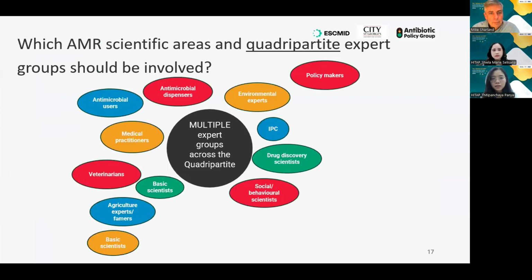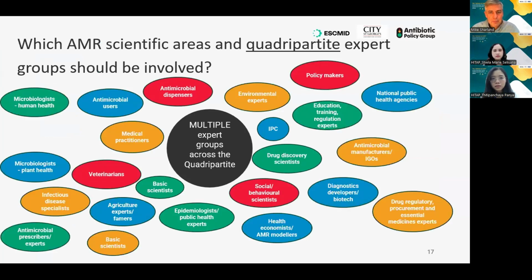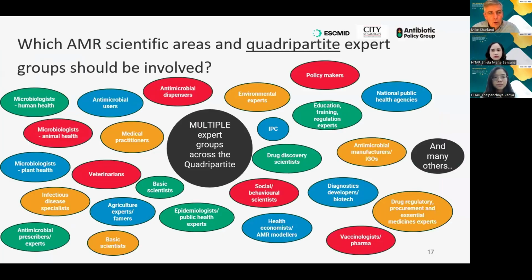And also, who's going to be involved within this? There are a lot of people working in AMR. This is by no means an absolute list, but you start to just look around at all the people who may wish to become involved across the quadripartite expert areas. And there are so many different groups, from basic scientists, drug discovery scientists, social behavioral scientists. I'm not going to list them all, but this is by no means a comprehensive list. How to integrate all of these different groups, how to provide some sort of representation in this way, but at least make sure their voice is heard, is going to be a very complex issue. Next slide.